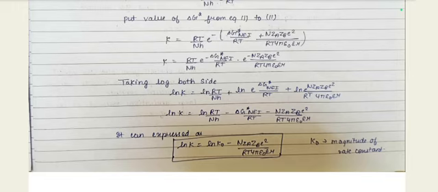ln k is equal to ln RT by Nh minus delta G star NEI by RT minus N Za Zb e square by RT 4 pi epsilon naught epsilon r. It can be expressed as ln k is equal to ln k naught minus N Za Zb e square by RT 4 pi epsilon naught epsilon r, where k naught is the magnitude of the rate constant.